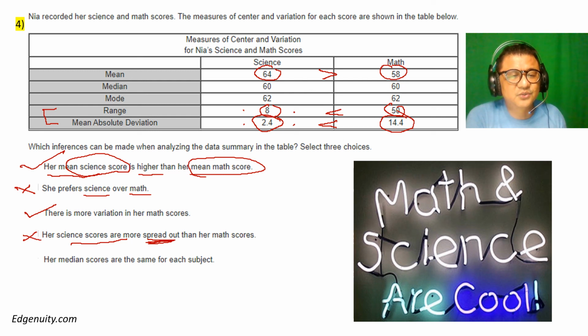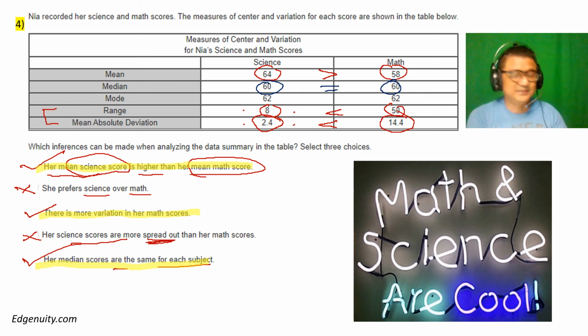Her median scores are the same for each subject. Let's look at the median scores. The median is 60 and 60. Yes, they're the same. So also that makes sense. So our correct answers are this, this, and this. Okay, so that's it.